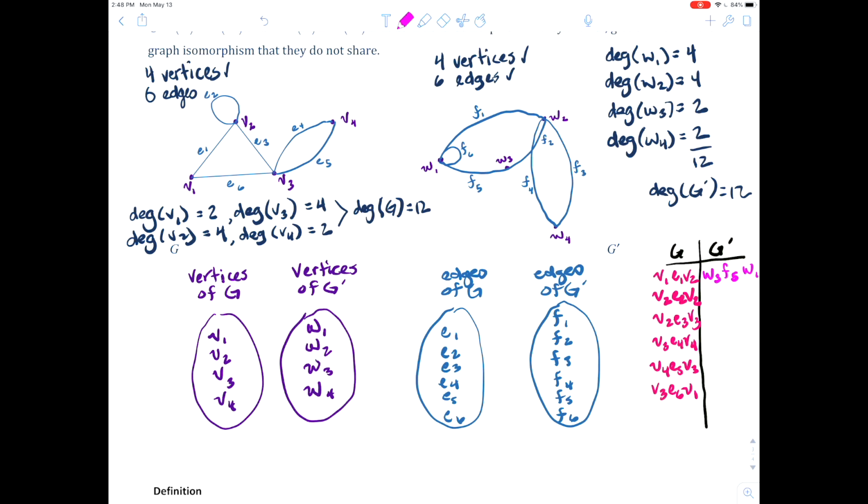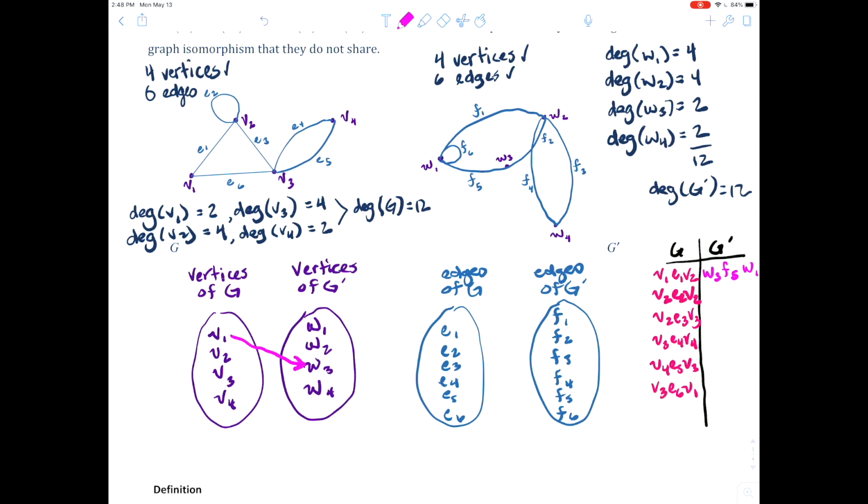So we're thinking that V1 corresponds to W3. Cool so far? All right. And what other ones did we think were corresponding? Perfect. V2 would map to W1, and we'll see if that'll hold. And while we're at it, we're saying that edge E1 maps to F5.